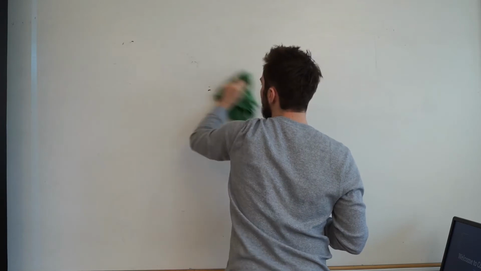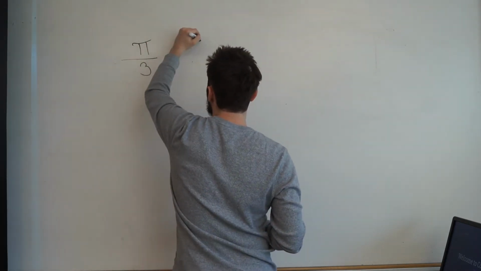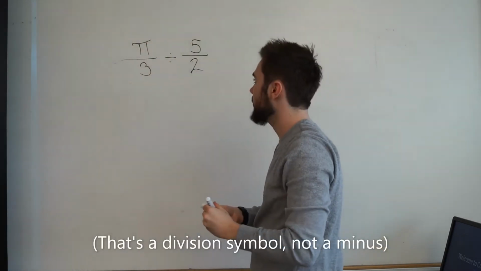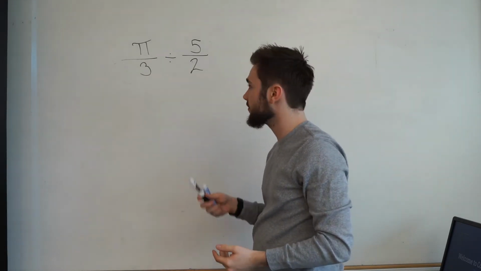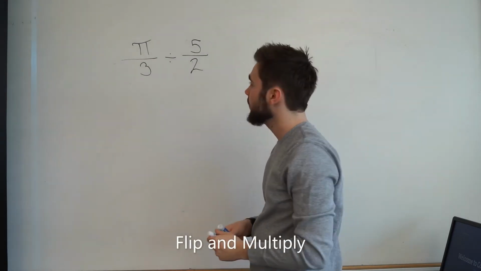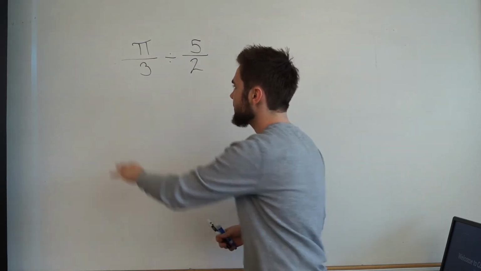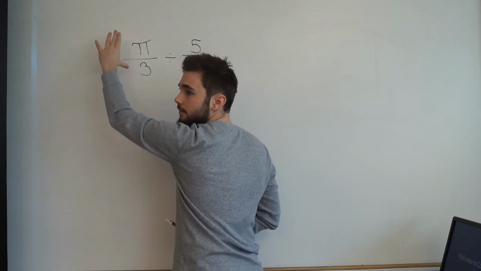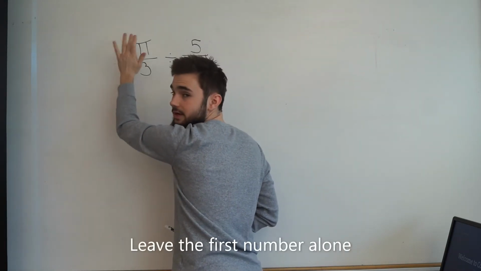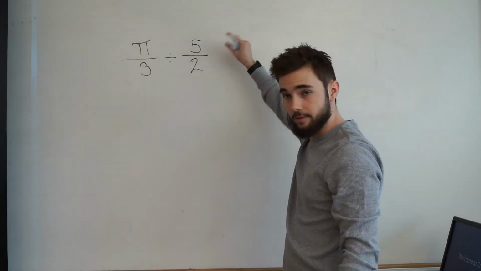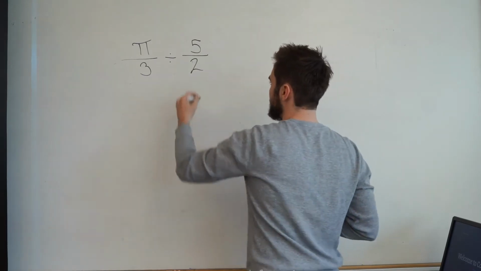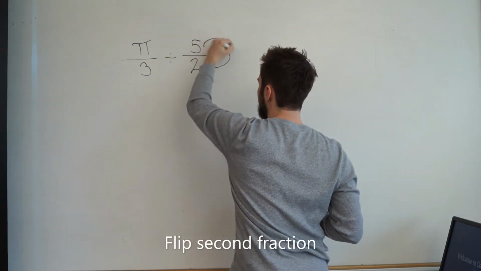Dividing is not too different from multiplying, but you have to start differently. The big rule with dividing fractions is just flip and multiply. Flip means that you always leave the first number by itself. You don't want to flip that. You want to keep it the same. This one, however, the 5 over 2, you want to flip and multiply. So we basically move the 2 up and move the 5 down.